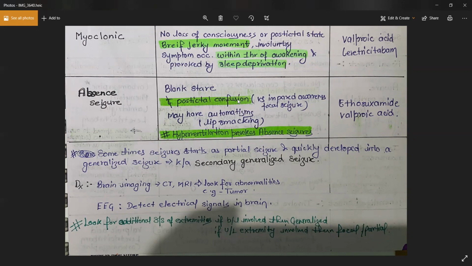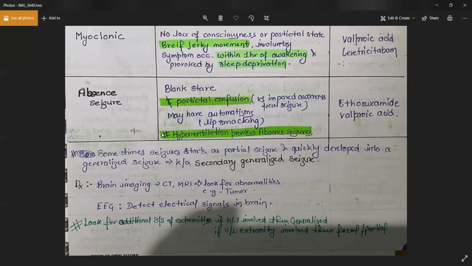If the patient got confused after the episode of seizure, and it takes the patient around 15 to 20 minutes to regain their consciousness, that means it is a partial complex seizure. If the seizure episode is over and they suddenly regain their consciousness, that means it was an absence seizure. Generally, in absence seizure, patients do not have any automatism, or have very minimal automatism, like lip smacking only. No cyclic movement, no eye movement, no tearing, no salivation, nothing. No speaking to anyone. Just lip smacking sometimes present.